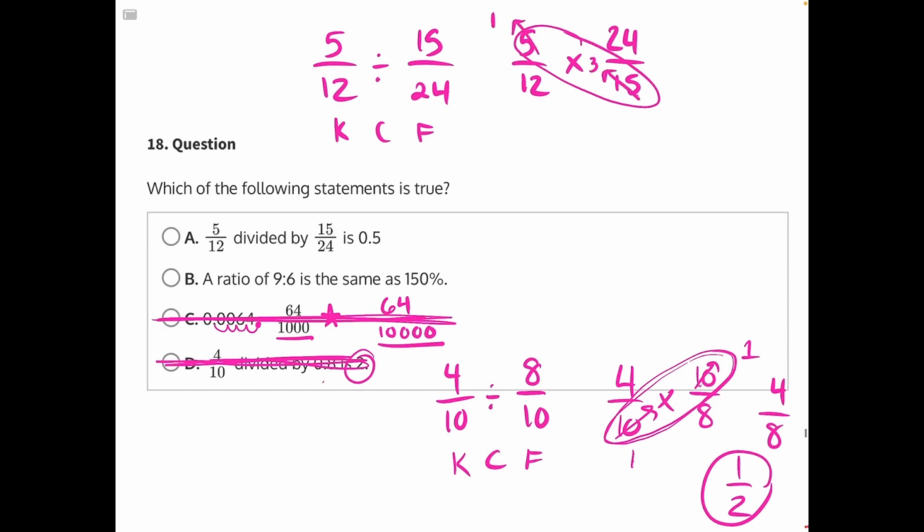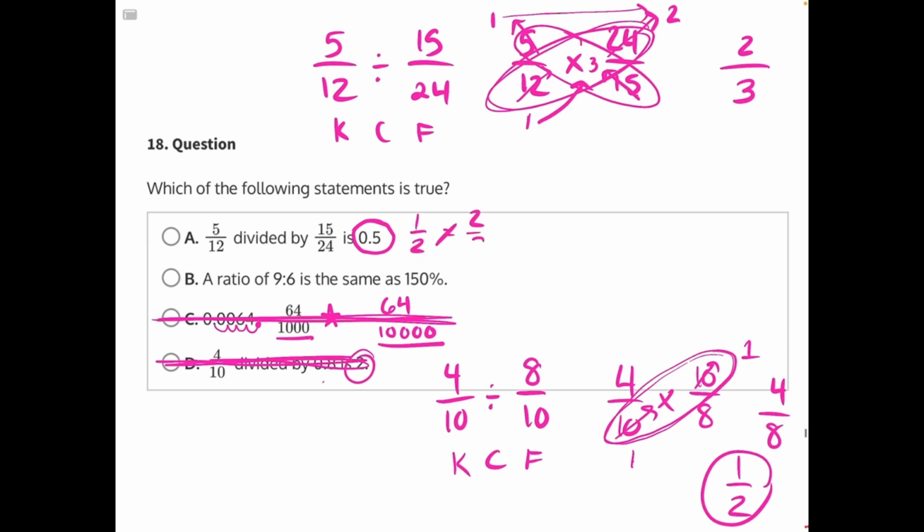We can also simplify this way. 12 is half of 24, so if I factored out a 12 here, I'd get 1. And if I factored out a 12 here, I would get 2. So we have 1 times 2 on top and 1 times 1 on the bottom, which would give us 2, which is not the same as the decimal 0.5. This is the same as 1/2. So 1/2 does not equal 2, making A incorrect.